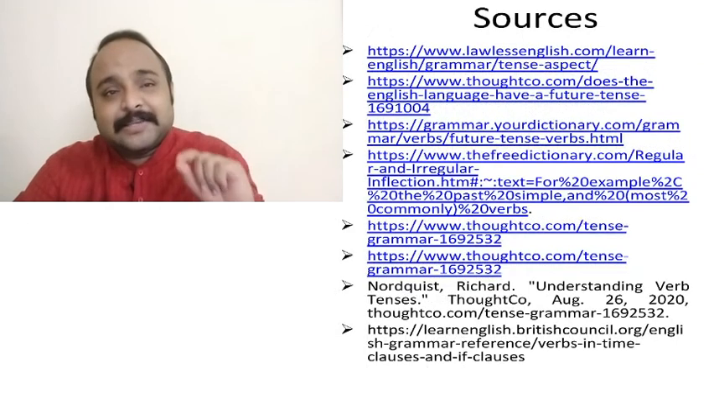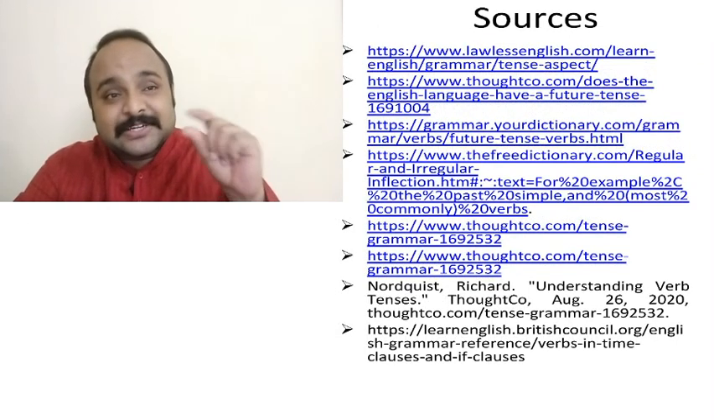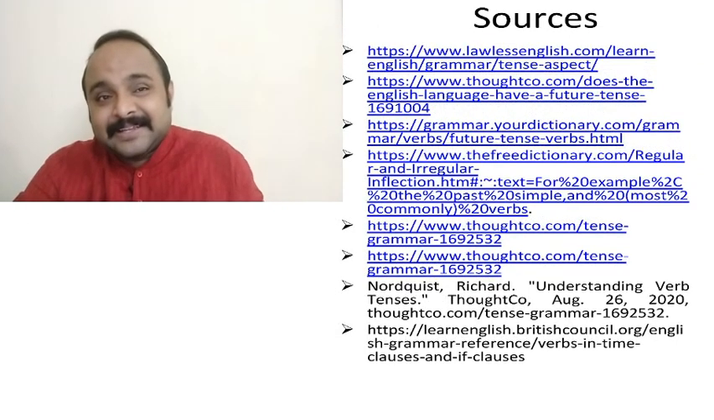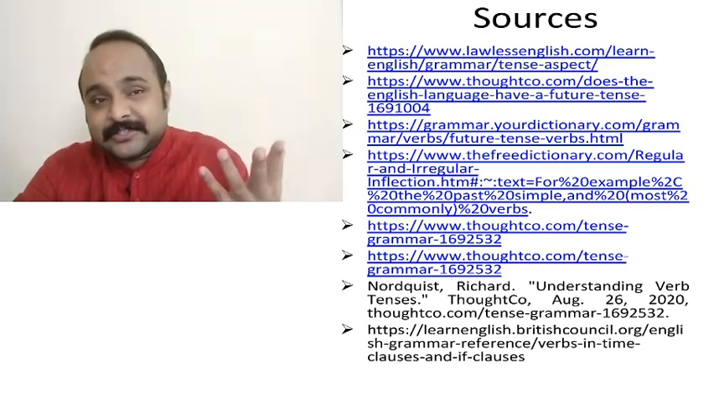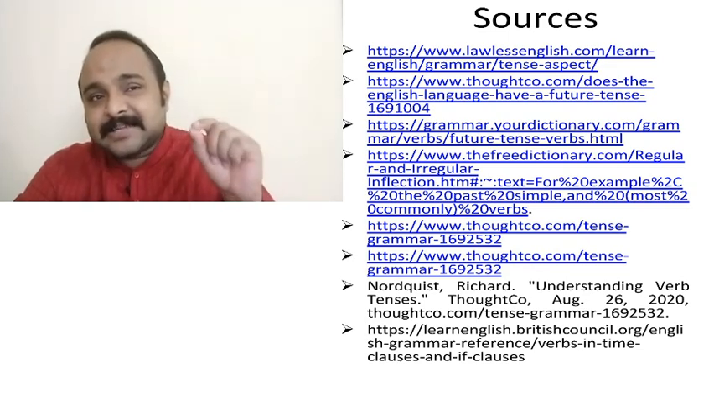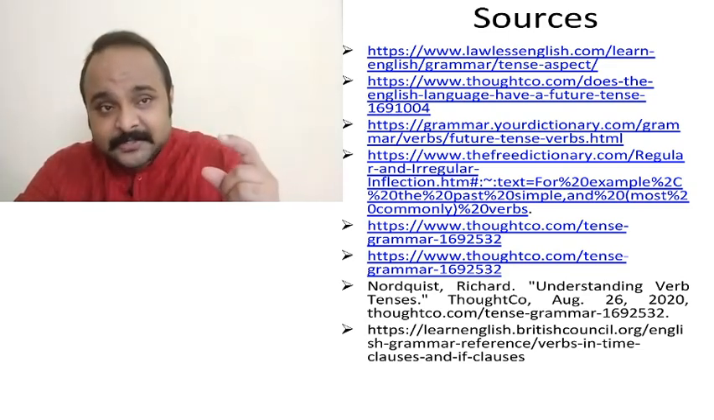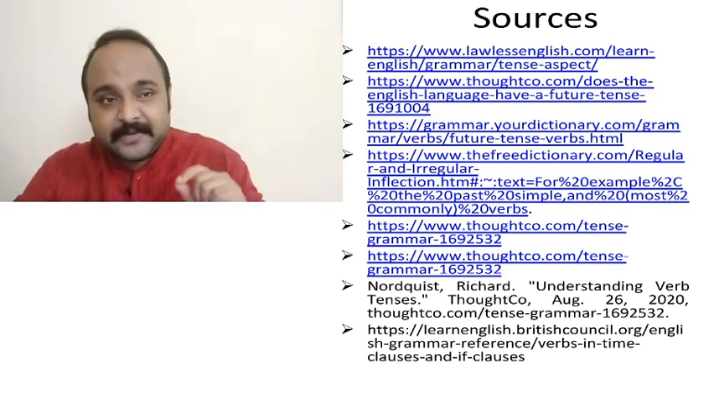This is why we hear people saying that there is no future tense in the English language. It does not mean that there is no future, just that we can use the past and present tense form of the verbs to denote future events. Okay.